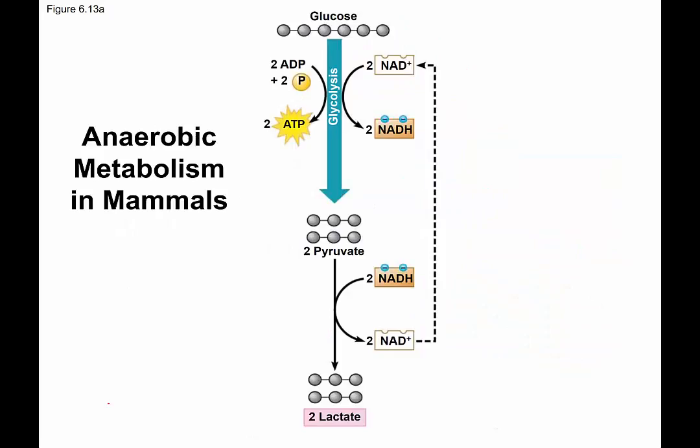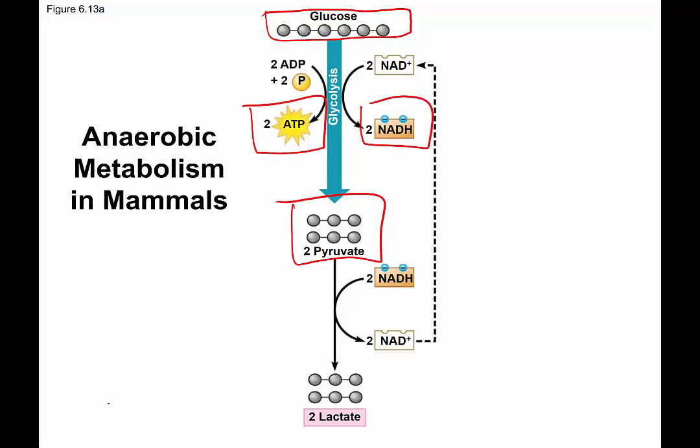So now we're going to talk about anaerobic metabolism. So this is the conditions where you have low oxygen. So maybe if you're working out or something like that and you're breathing really hard, you're not getting enough oxygen, this is what your body does. So as usual, we have glycolysis happening. This produces 2 pyruvate, 2 NADH, and 2 ATP.